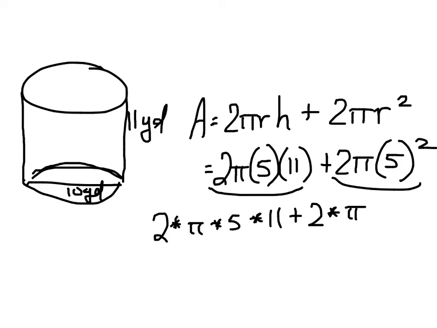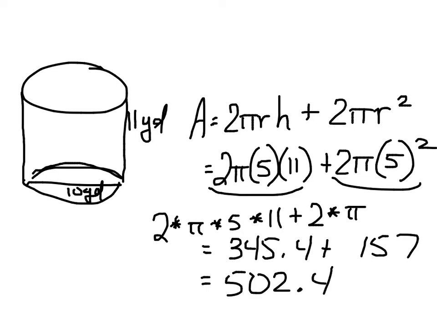If you have a graphing calculator, like I know some of you guys do, you can type this in as it looks and it'll tell you the answer. Okay, so when I type it, the first part was 345.4. And the second part's 157, and if I add those together, I get about 502.4. And again, if I leave the pi in there, it should be just a little off, but not much. Okay? How are the cylinders? Are you okay with those?